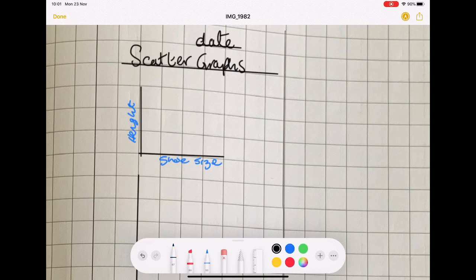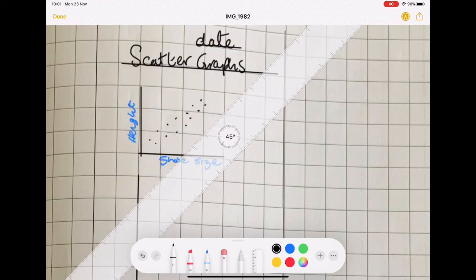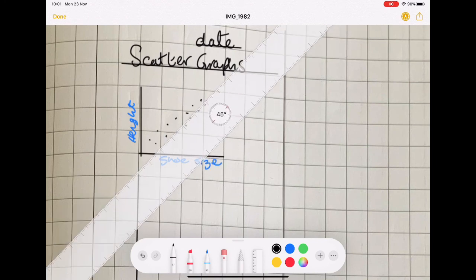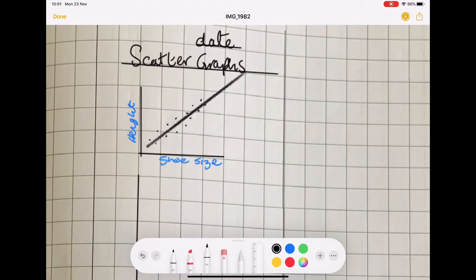And we've got some points on our graph that have been drawn like this. Now, when we look for some correlation, we very often have a line of best fit. That means we've got a line that is sitting in between all of the points. Now, this first one that we're looking at has got a positive correlation.